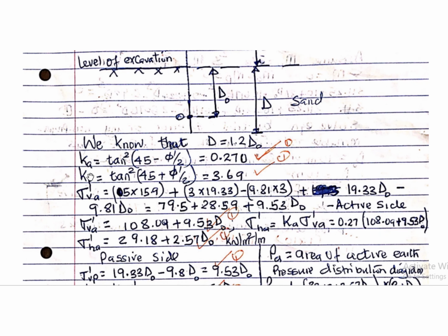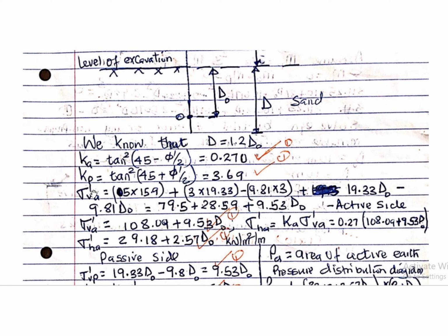Here the coefficient of active earth pressure is Ka equals tan squared of 45 minus phi prime over 2. That gives you 0.27. And then the coefficient of passive earth pressure is Kp equals tan squared of 45 plus phi prime over 2, which gives you 3.69. So if you substitute phi is 35, you get these values. Then we know the relationship between the vertical stress and the horizontal effective stress.